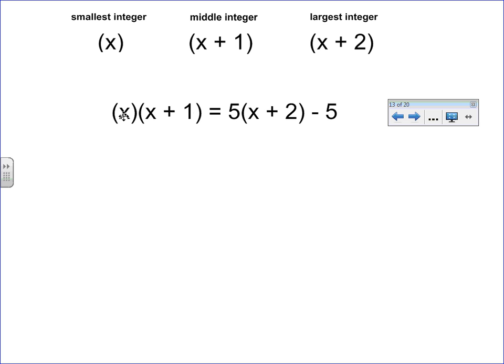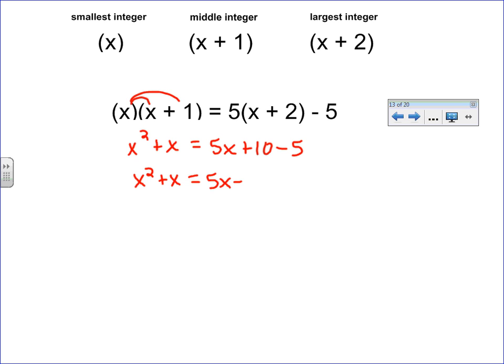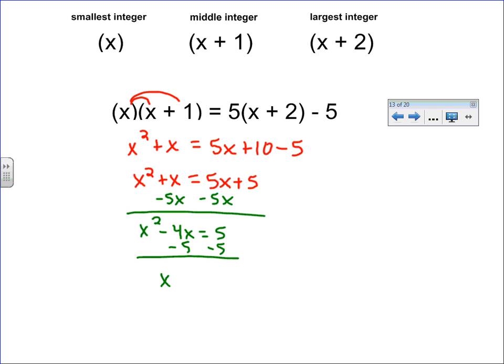So the product of the smaller 2 is going to be equal to 5 times the largest, minus, take away 5. And then from here, I just start solving. So I distribute, that's x squared plus x equals 5x plus 10 minus 5. I'm going to combine like terms, so 5x plus 5. I'm going to subtract 5x from both sides. So x squared minus 4x equals 5. I'm going to subtract 5 from both sides. x squared minus 4x minus 5 equals 0.